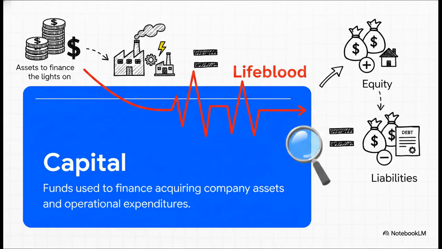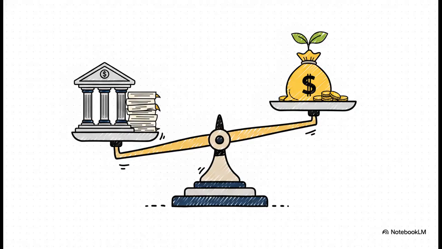Simply put, capital is the lifeblood. It's the funds used to acquire assets and just keep the lights on. It's the core driver behind that classic accounting equation we all know: assets equal liabilities plus equity. And this breaks down into two very familiar buckets. You've got foreign capital, so your liabilities are debt, which is money borrowed from outside the company, versus own capital, or equity, which is money straight from the company's own pocket. Honestly, pretty much every major corporate decision ultimately revolves around balancing the cost of these two things.